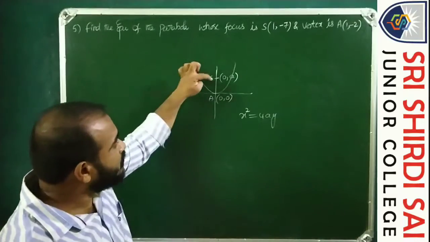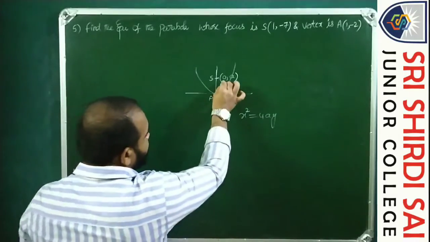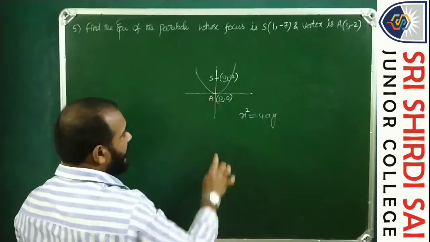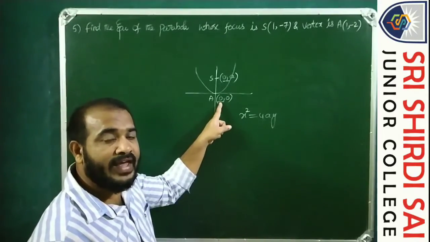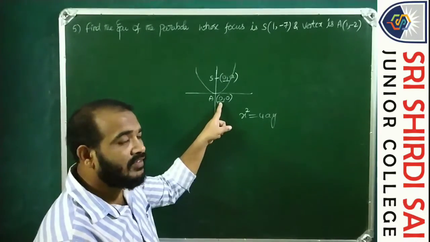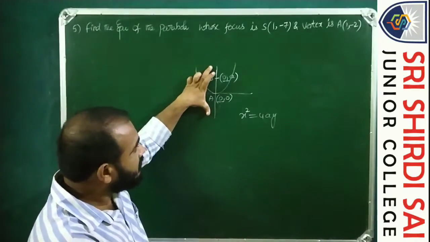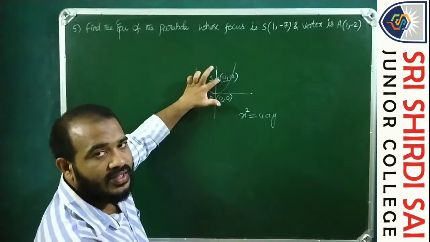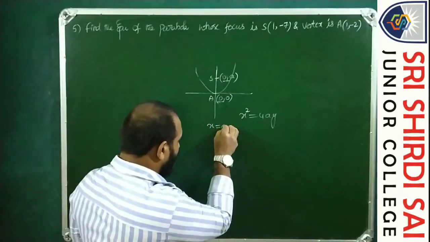Why? Because this point lies on the y-axis, x coordinate is 0. Here (0, 0). If x coordinates are equal, the parabola is symmetric about y-axis. If the parabola is symmetric about y-axis, then x square equals 4ay is the parabola. Then what is the axis? The straight line passing through the fixed point is called the axis. Here the axis is the y-axis, x equals 0.